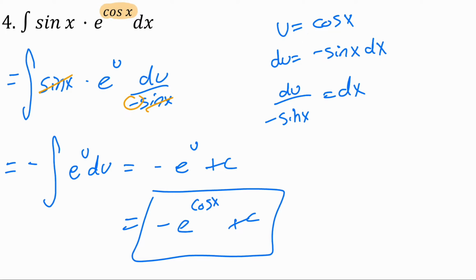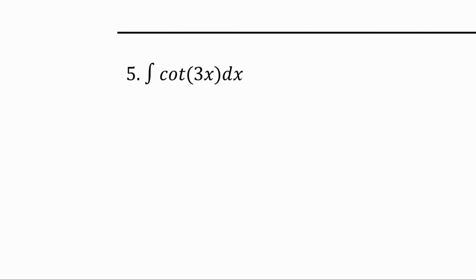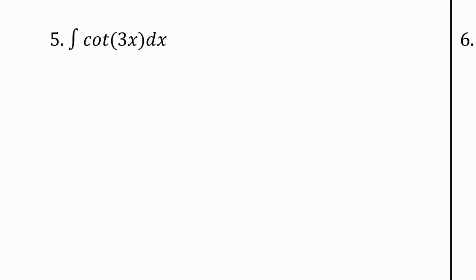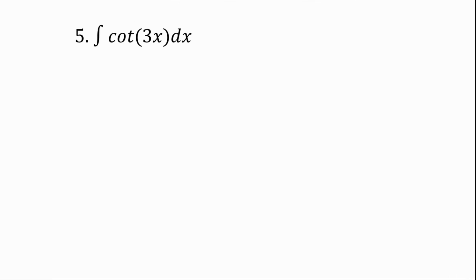All right, so again, starting to see what u would be, and this thing is starting to take shape a little bit. Now again, another example with a trig function here, we have the integral of the cotangent of 3x dx. Now cotangent does not have an integration rule, but what we do know about cotangent is this is really just cosine of 3x over the sine of 3x.